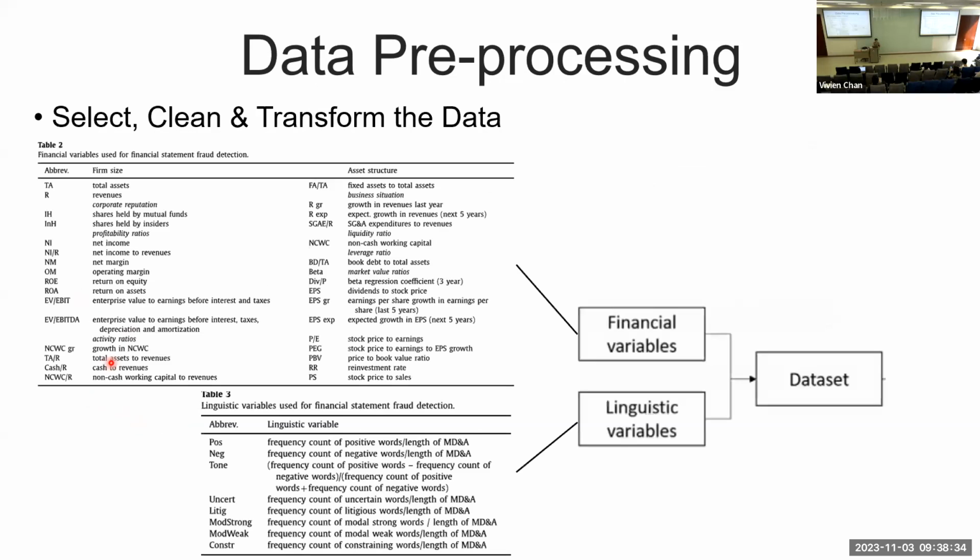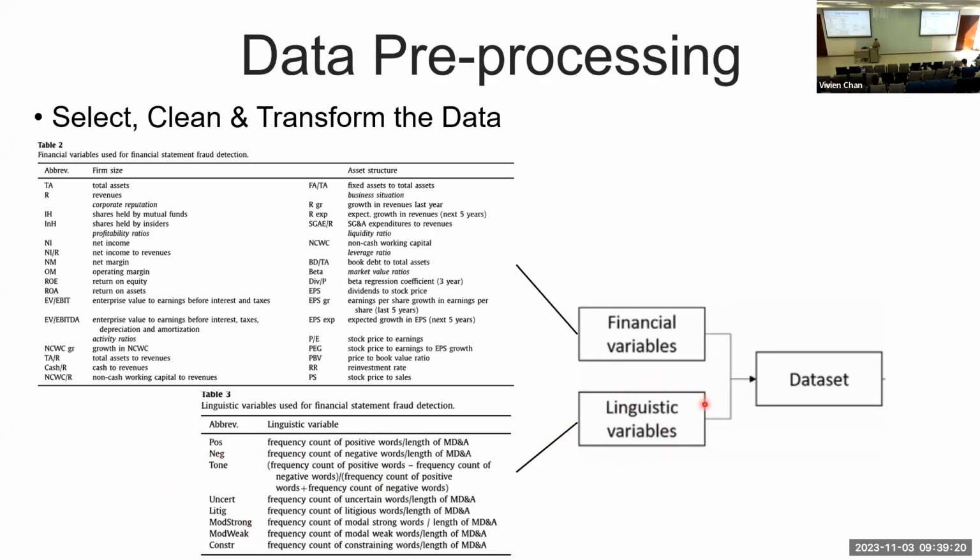Regarding the attributes, these are the financial variables. They extract the financial ratios, etc., from the financial statement. In addition, they also extract some linguistic variables, which are obtained from the annual reports. In a way, they are just doing some frequency counting. For example, they count the number of positive words in the annual reports, the number of negative words, etc.